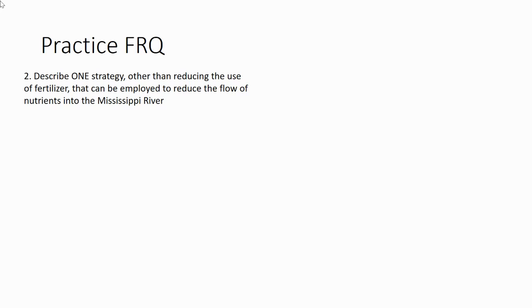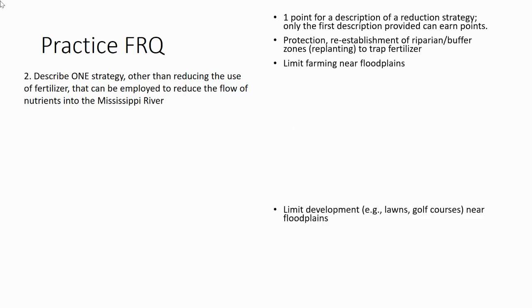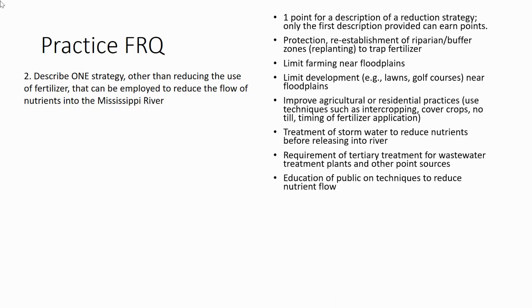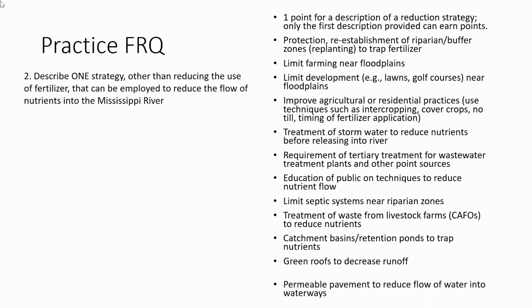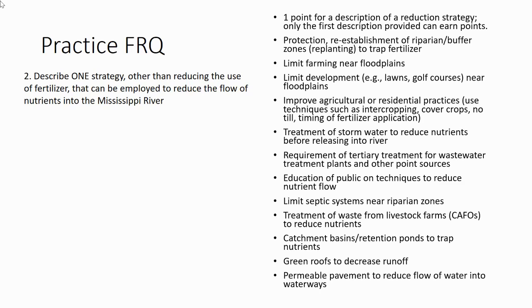Okay, so you should have at this point paused the video and answered your FRQ. So let's see what the possible responses are that you could have said here. Here are a number of the College Board accepted answers that you could have said to reduce the flow of nutrients into the Mississippi River by not just saying reducing the use of fertilizer. So you could have some form of protection or reestablishment of buffer zones in order to help trap fertilizers.